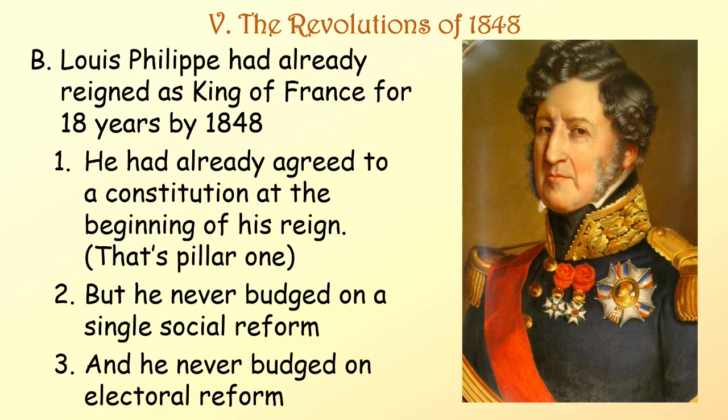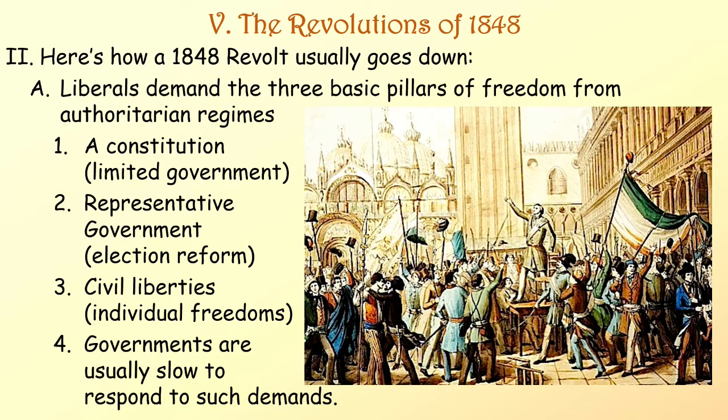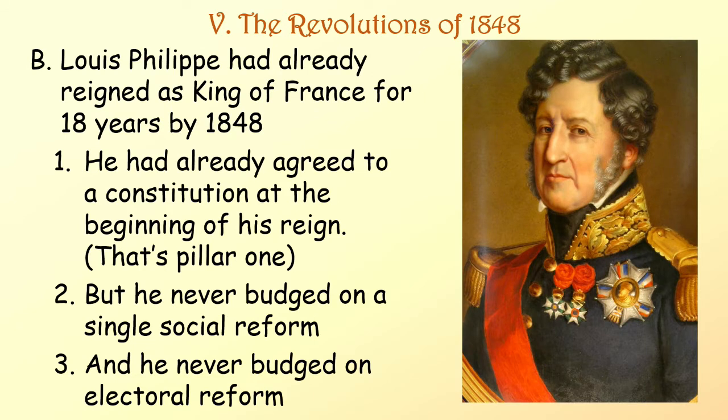Louis Philippe had already reigned as King of France for 18 years by the year 1848. He had already agreed to a constitution at the beginning of his reign, and that is pillar number 1. If you go back to the 3 basic pillars of freedom that liberals demand from authoritarian regimes, the first one is a constitution. But that was as far as King Louis Philippe was willing to go. He never budged on a single social reform, and he never budged on a single electoral reform.